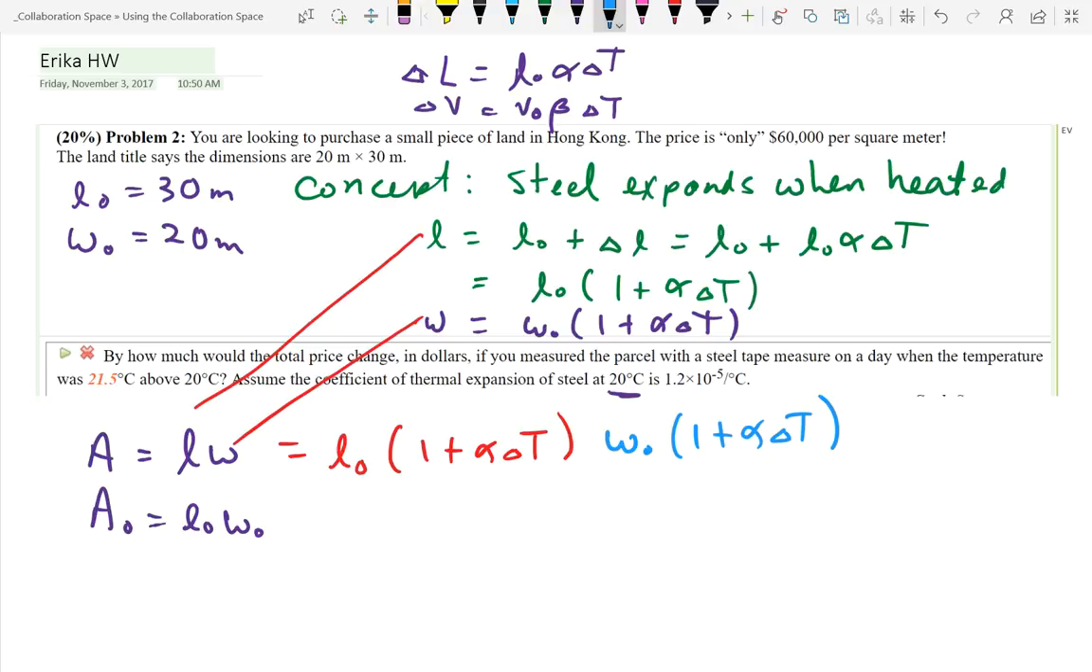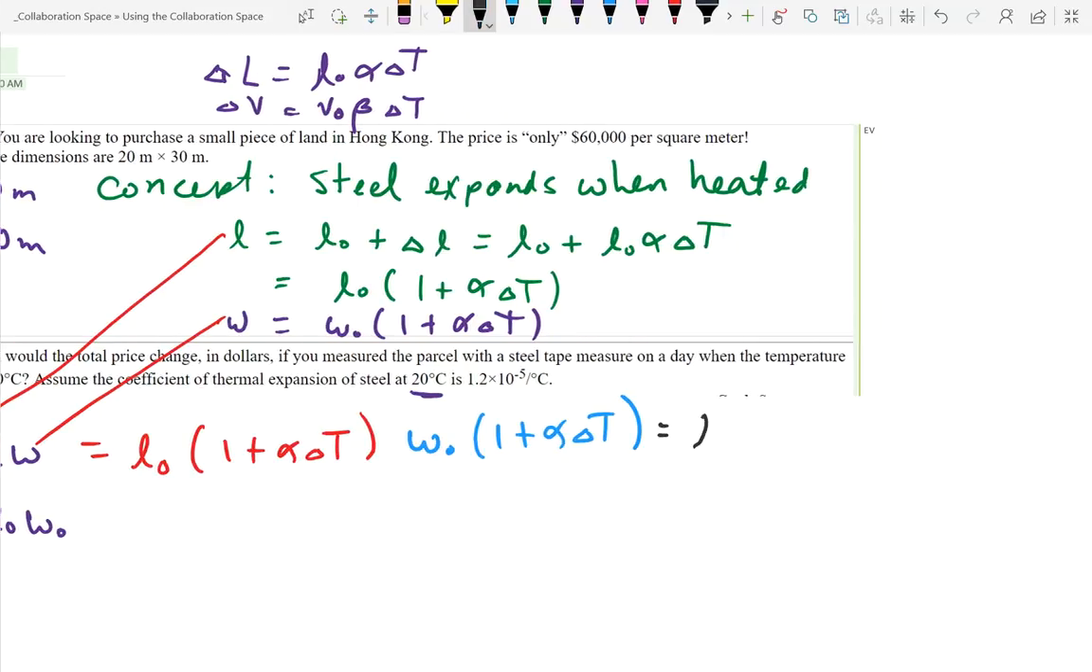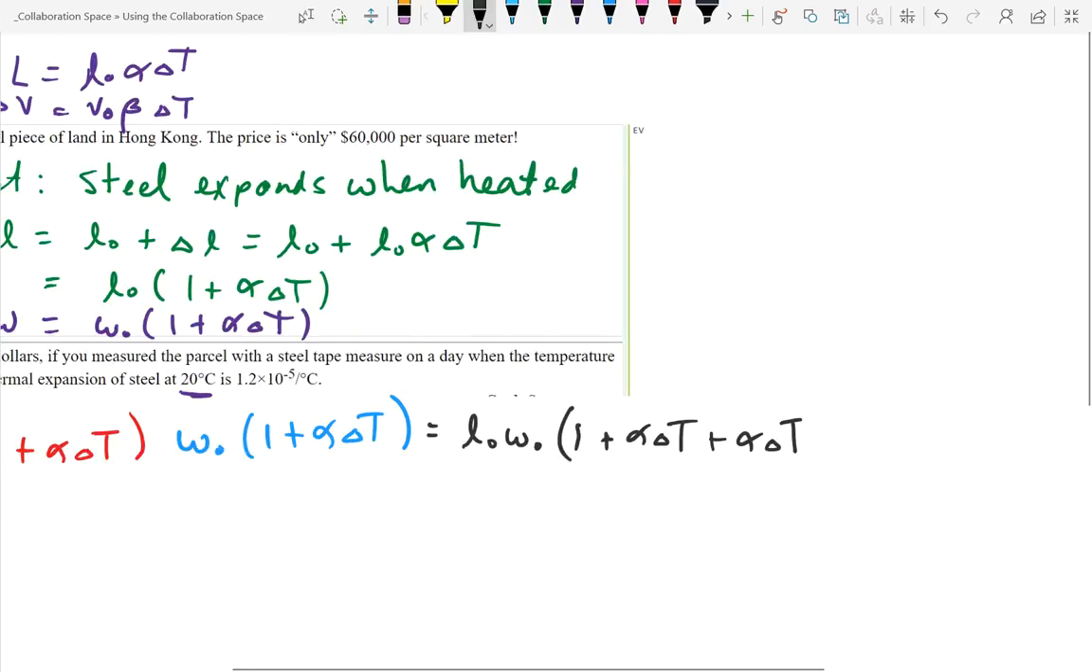Well, we're all good at math in this class. I firmly believe that. And so we can all take this and multiply. Everything has an L naught W naught. And then 1 plus alpha delta T times 1 plus alpha delta T is 1 times 1, plus 1 times alpha delta T, plus alpha delta T times 1, plus alpha delta T multiplied by alpha delta T. So there's my total area.